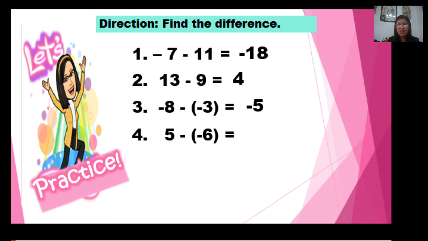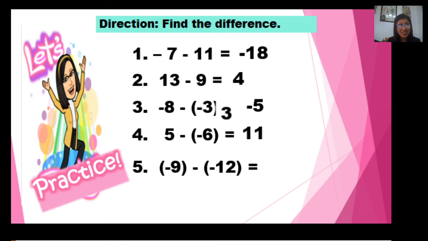5 minus negative 6. Remember the keep, change, change. Keep the first integer, change the minus sign to plus, then get the opposite of the second integer. So, the difference is 11. Okay, very good. Alright, last one. Negative 9 minus negative 12. The answer is 3. Correct.